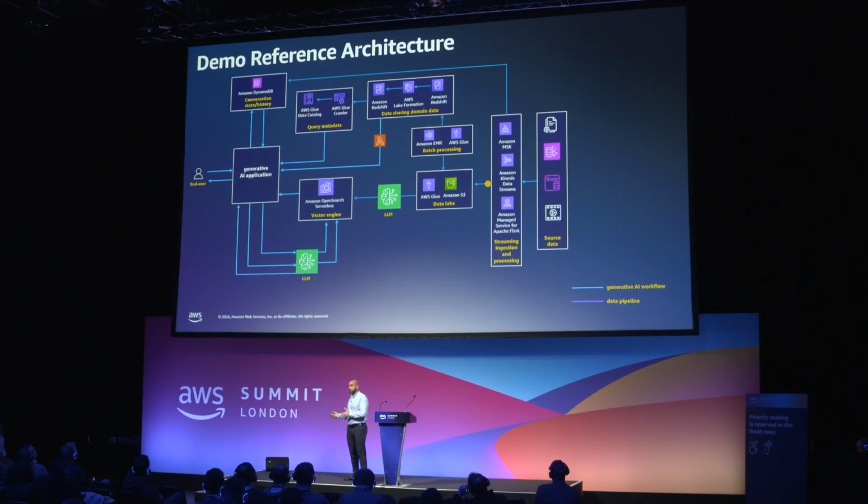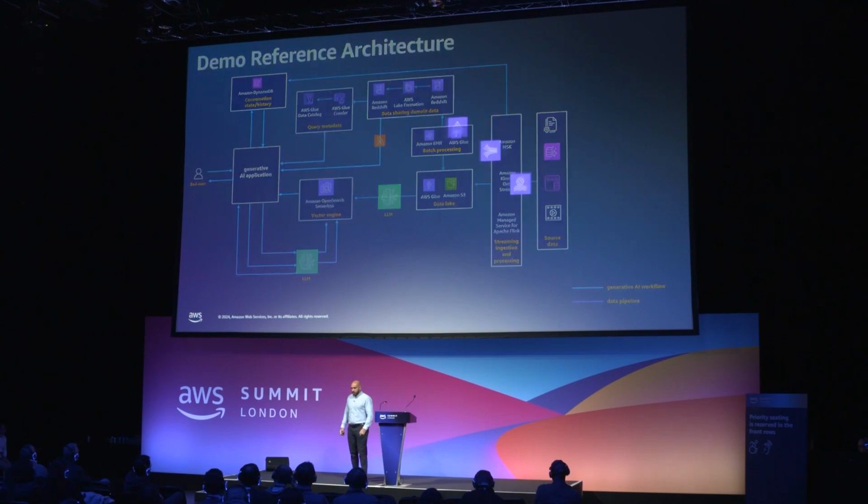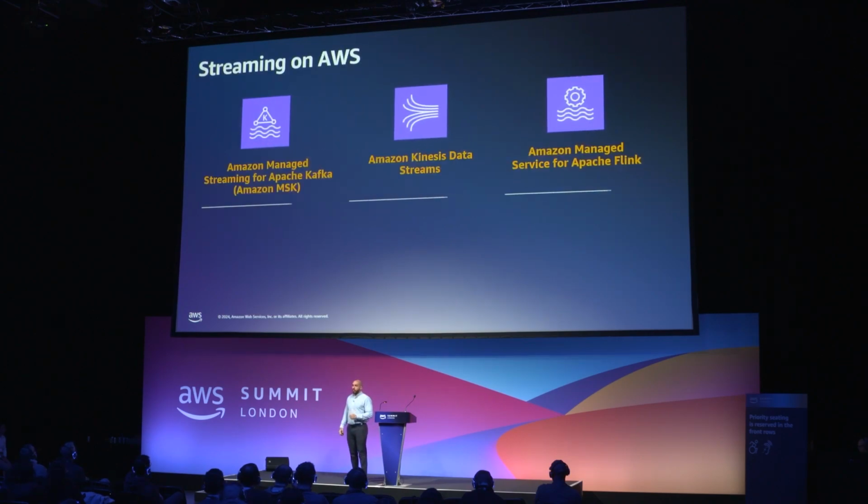On one side, you can process it for analytics and send the data to the enterprise data warehouse and the other parts of the data lake, but also to be able to send the data to your vector database to be vectorized and provide the semantic context for your GenAI application. So let's talk about some of the streaming services that we have on AWS.